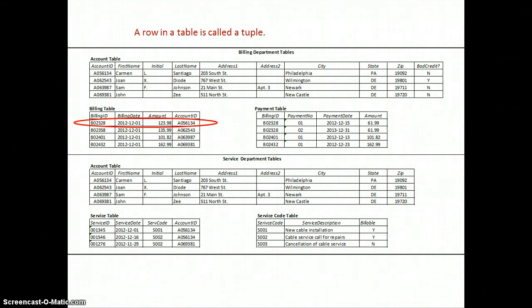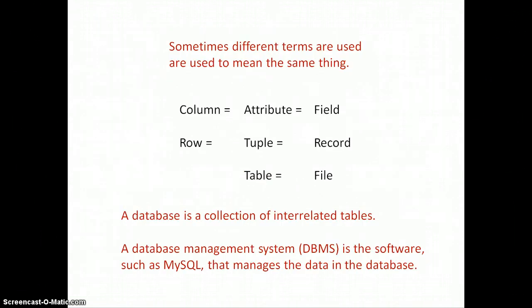The first important term is a row in a table is called a tuple. A column in a table is called an attribute. Sometimes different terms are used to mean the same thing. As I mentioned, a column is called an attribute. It might also be called a field. A row is called a tuple. It might also be called a record, like an account record, for instance. And a table might also be called a file.